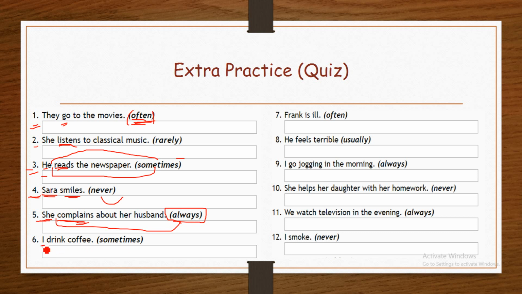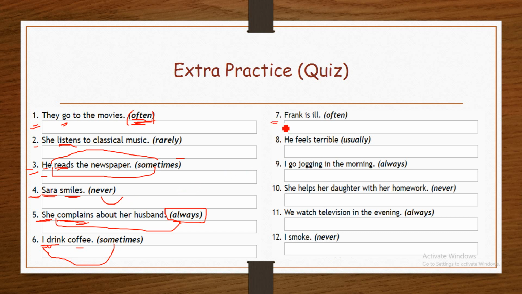Number six. I drink coffee. I is the subject, drink is the main verb, coffee is the object. Sometimes. Subject plus adverb of frequency plus main verb. Therefore, I sometimes drink coffee.